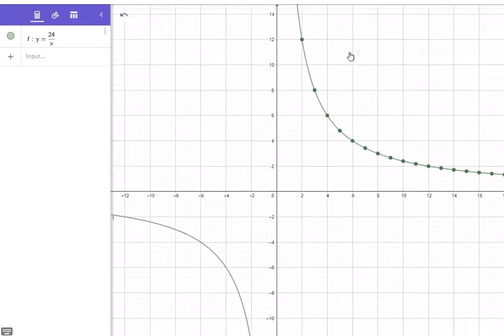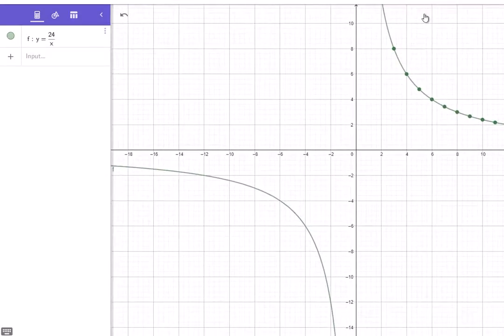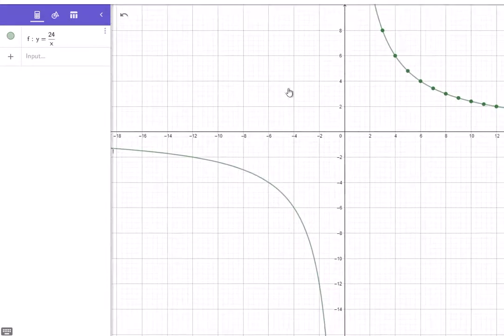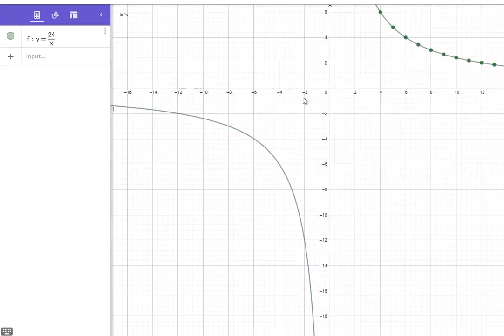But it also works for negative values. Now, negative values don't really apply when it comes to building walls. But, for example, when y equals minus 12, we have x equals minus 2. So when x equals minus 2, 24 divided by minus 2 equals minus 12. And as x gets smaller, when x equals minus 4, 24 divided by minus 4 is minus 6. And it's symmetrical.